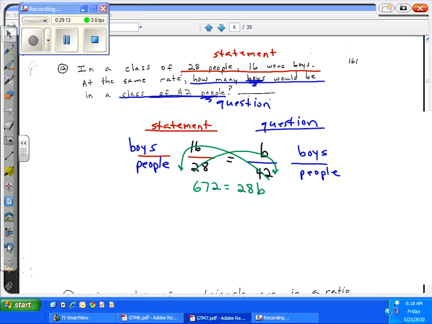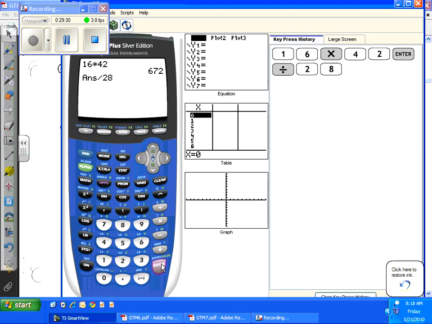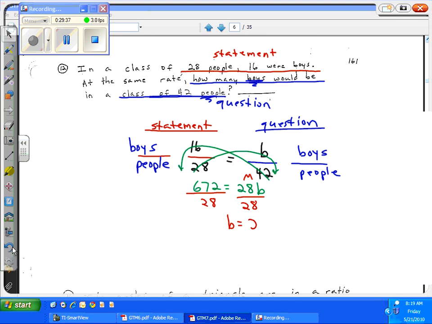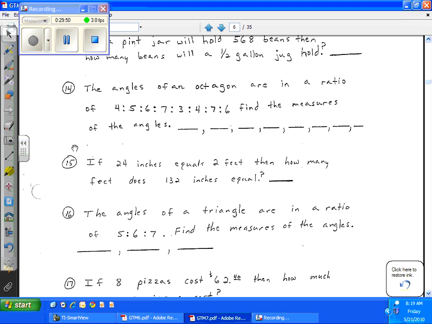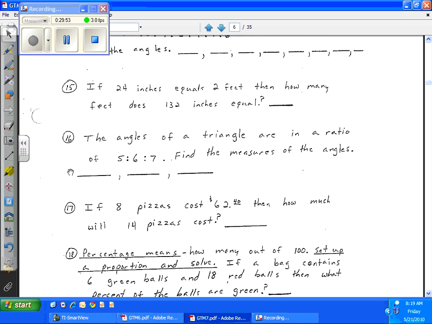And now we're going to undo multiplication by division. So we divide by 28. We'll get the number of boys equal. We're just going to go back to the calculator there. 672 divided by 28 is 24. Any questions on number 12? Okay. We'll let you do some of these. You need practice with all of that.